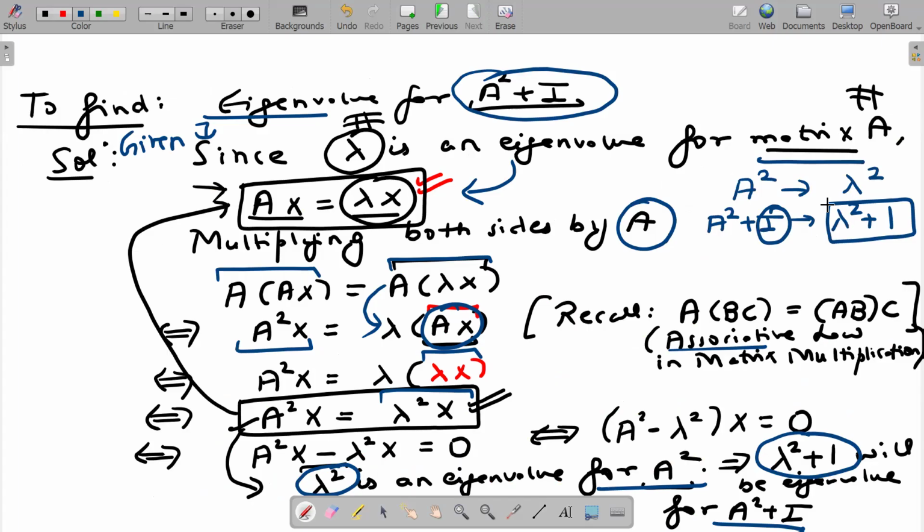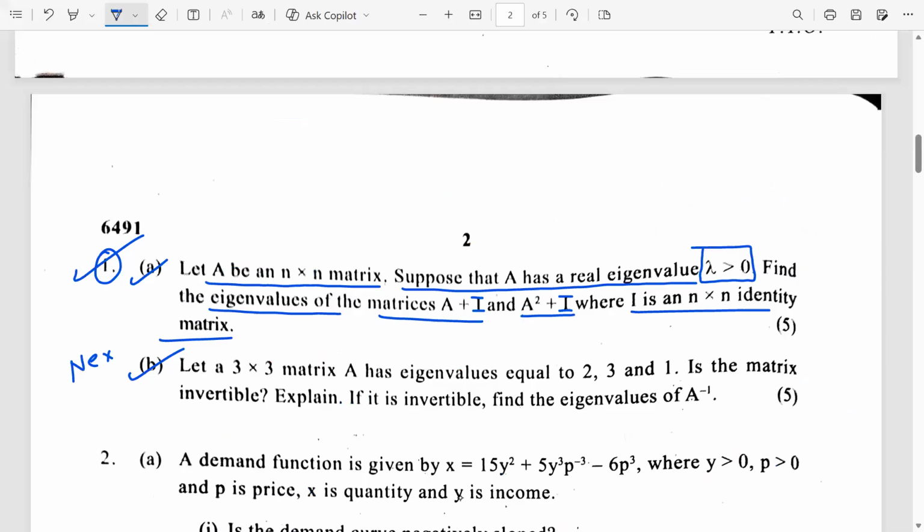So I hope all students have understood how we have solved this particular problem. I stop in this particular lecture. In the next lecture, I'm going to start with the discussion of question 1 part.